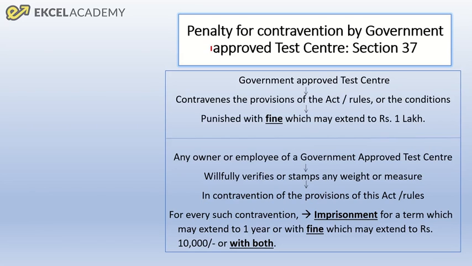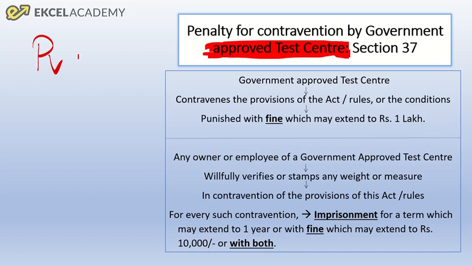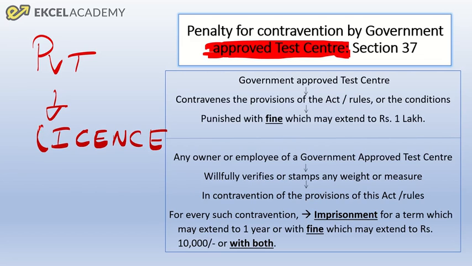Now we have something called a government approved test center. So you need to test all your weights and measures before you sell it in the open market. So the penalty for contravention by government approved test center is under section 37. If a government approved test center contravenes provisions, that means any government approved center, like any private party, will take the license from government to be a test center. And if that particular government approved test center is not doing their job properly, they will have 1 lakh as the penalty.